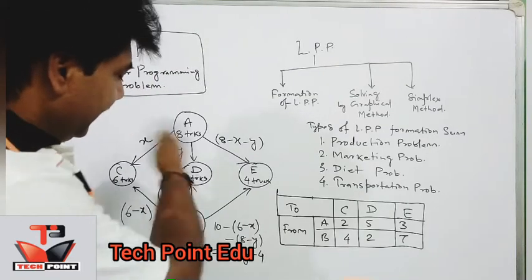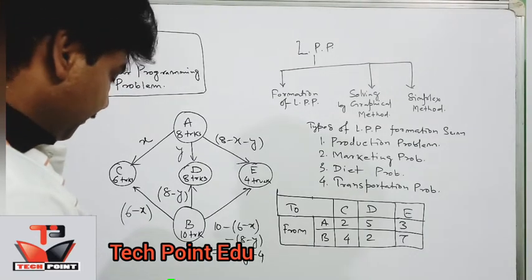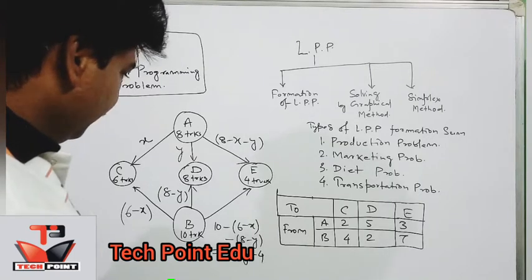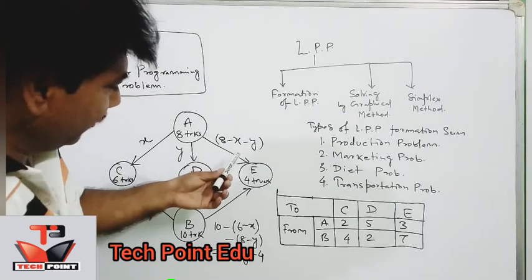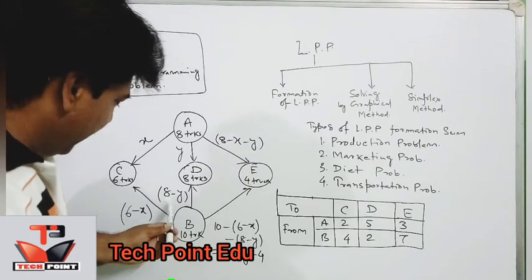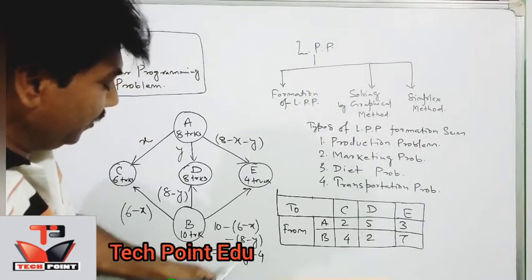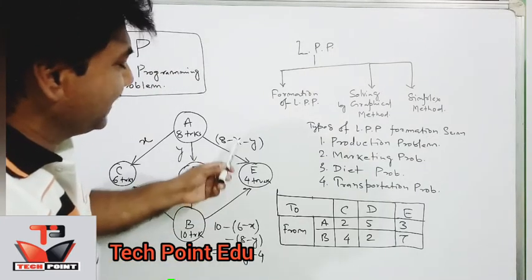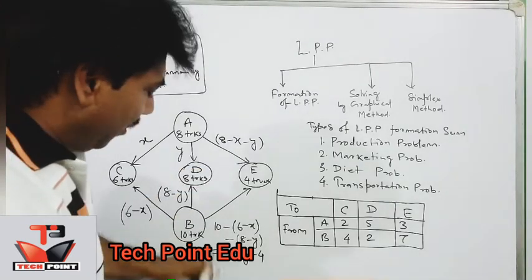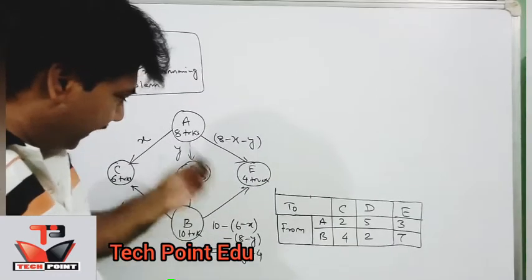That means there is a relation I have got. What are the relations here? All the values, this 8 minus X minus Y, 8 minus Y, 6 minus X and X plus Y minus 4, all should be non-negative, because the number of trucks cannot be negative here. That means this one, this one, this one, this one, all should be non-negative. I think you have understood this diagram.